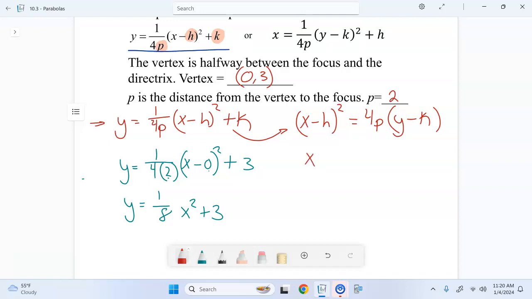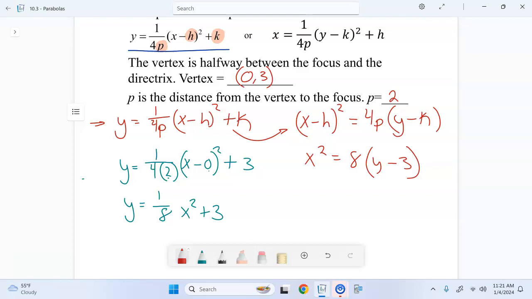X, what's my h value? 0. Okay? Minus 0, is that going to change? No. I don't really need to write it. I can just go straight to x squared. Okay? What's my p value? 2. So, 2 times 4 gives me what? 8. And then what's my k value? 3. Okay? Very similar equation, all the same information, just presented in a different way.